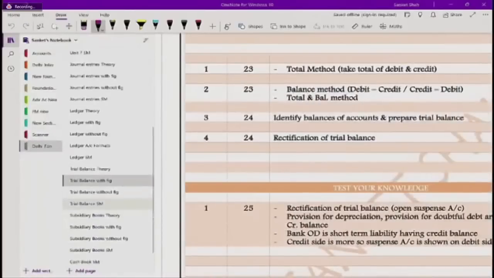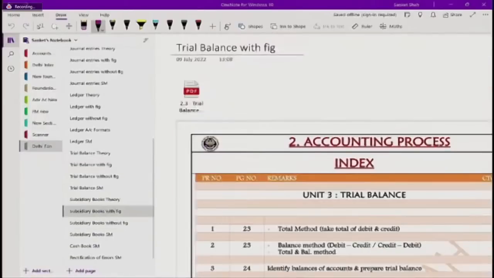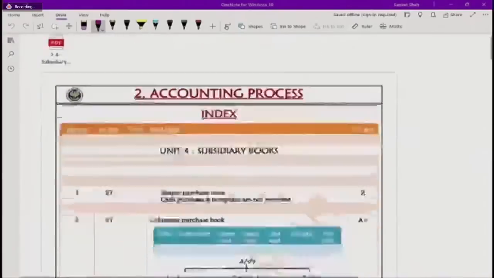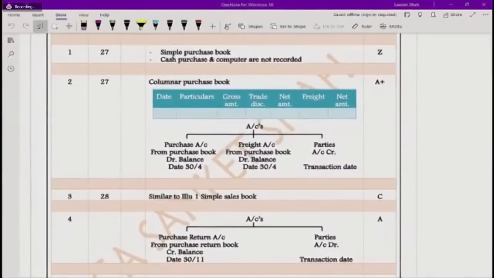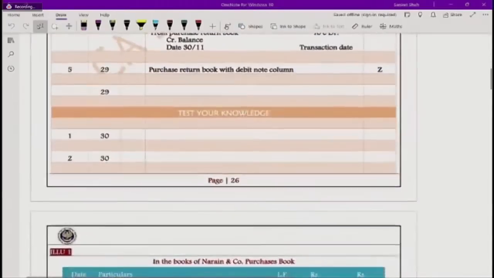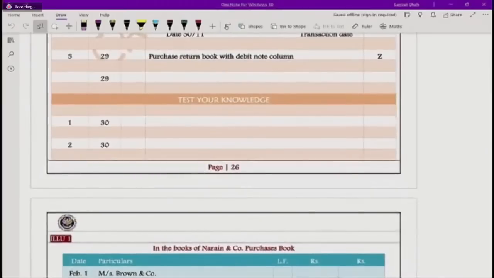Second index for you is the subsidiary books index. You can take a screenshot of subsidiary books. So this is a first question, simple purchase book, and cash purchases and computers are not recorded. How to prepare columns: purchase ka total on 30th April, freight ka total on 30th April, and parties account on the transaction dates. A plus category, I have given it to you. These are screenshots. And fifth question, this is very easy.